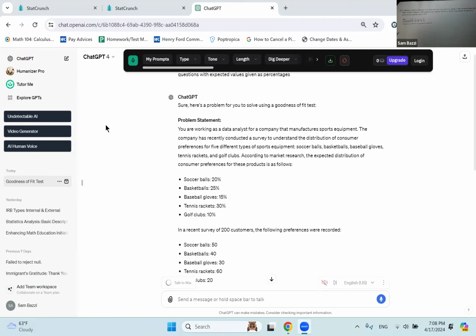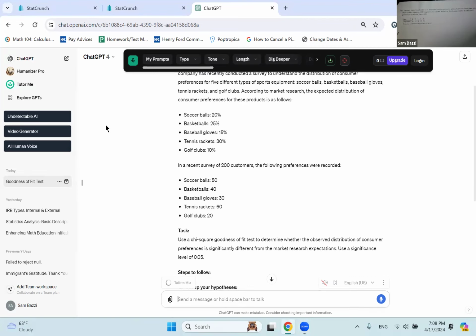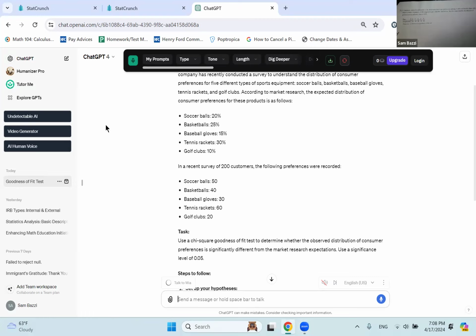In a recent survey of 200 customers, the following preferences were recorded. So they surveyed 200 customers and asked them, which one do you prefer out of those 5? And they have the results. Here's the question. Use a chi-square goodness of fit test to determine whether the observed distribution of consumer preferences is different from the market research distribution.